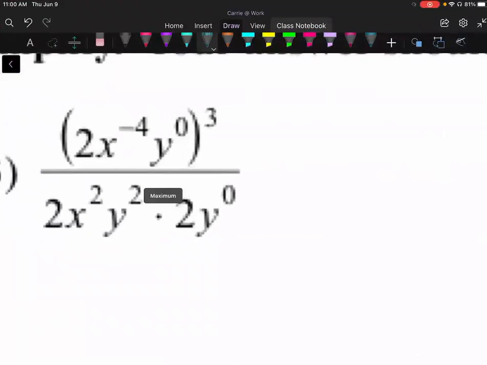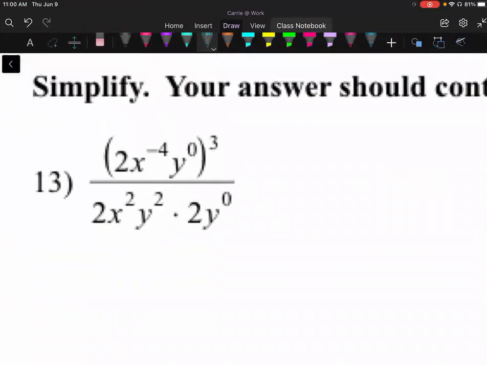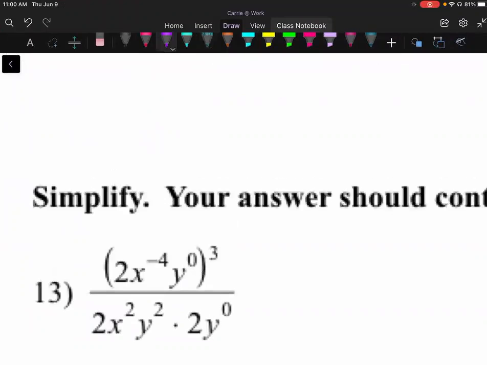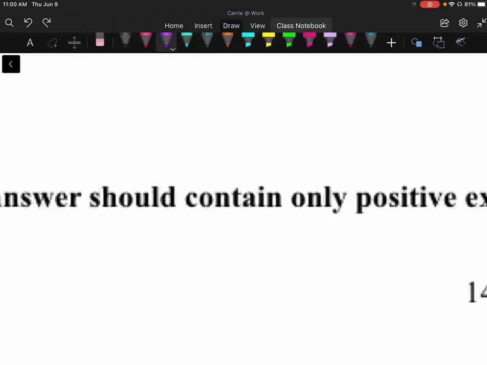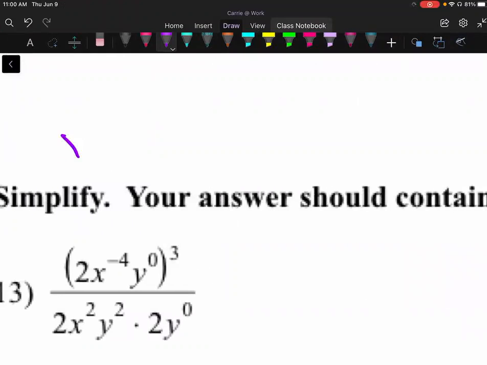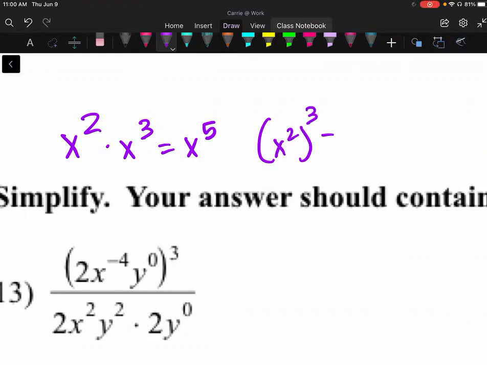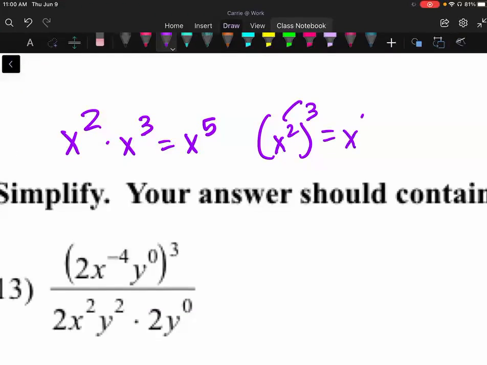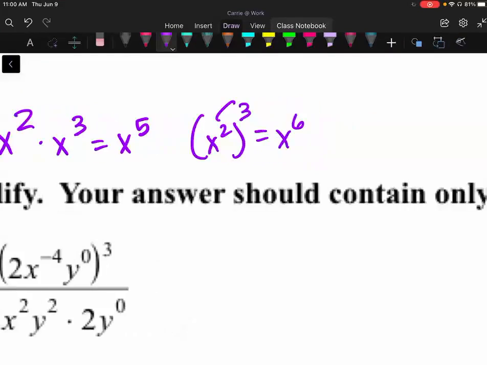All right, there are multiple rules that you can use here, but I do just want to go over a few, maybe just up here. If you are multiplying things together, you're going to add their exponents. If instead it was raised to the power of, then you would actually distribute and multiply your exponents together.